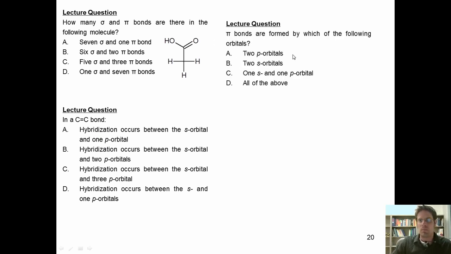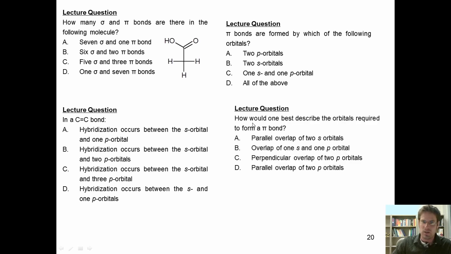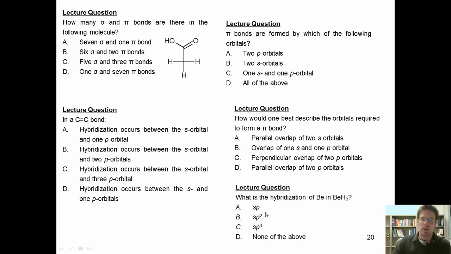Pi bonds are formed by which of the following orbitals? Next question. How would one best describe the orbitals required to form a pi bond? I hope based on what we've just learned, you can figure that out. And the final question, what is the hybridization of beryllium in a beryllium H2 molecule?